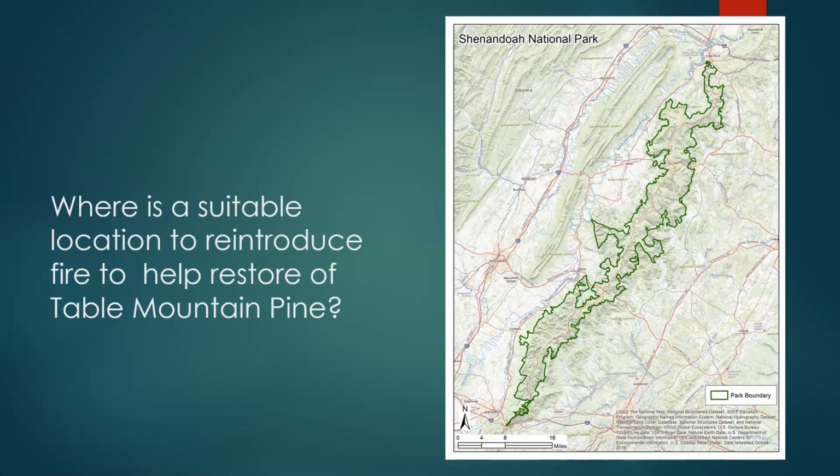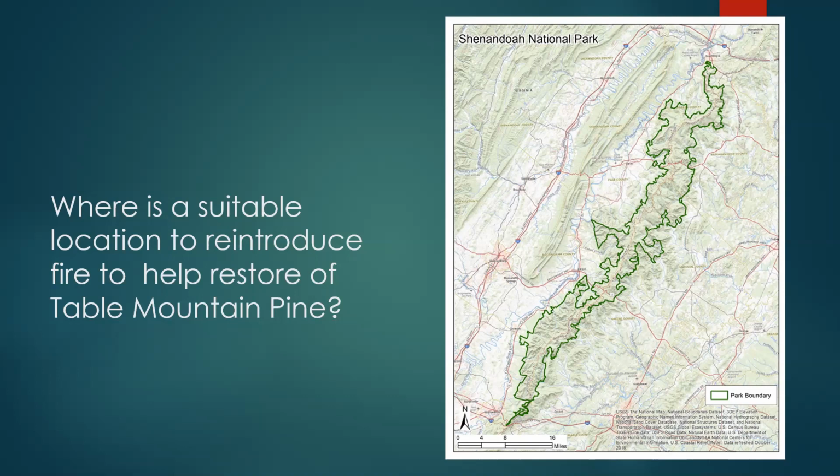To answer that question, I chose to use Shenandoah National Park as a case study. Shenandoah National Park is located in the Blue Ridge Mountains of Western Virginia. It is a little over 100 miles long and averages about 4 miles wide. It is approximately 308 square miles in size and has roughly 124 miles of federally designated wilderness.